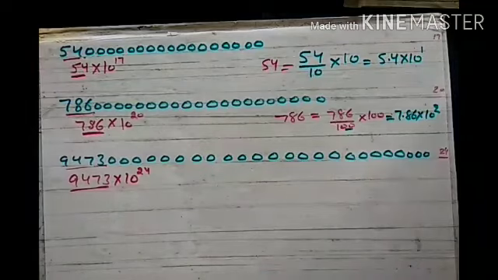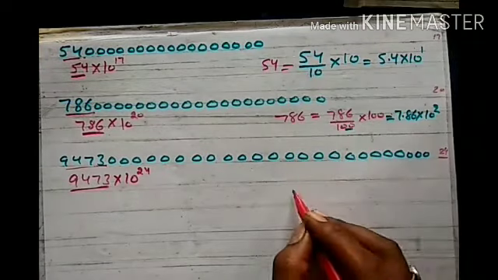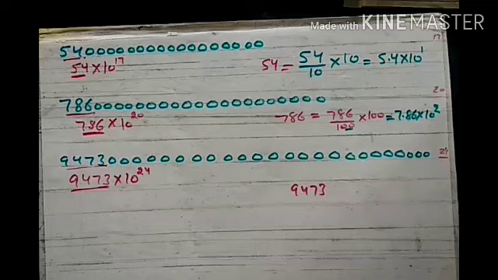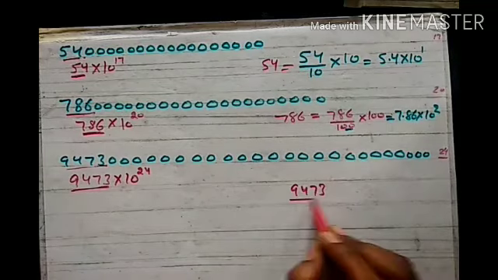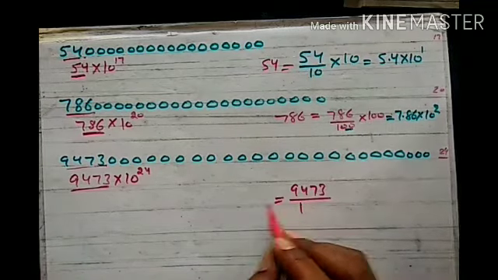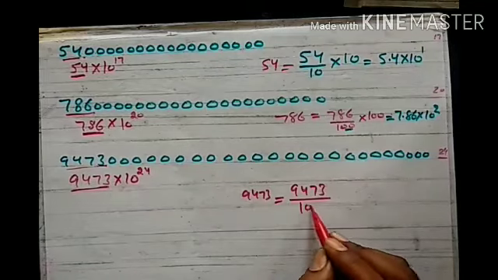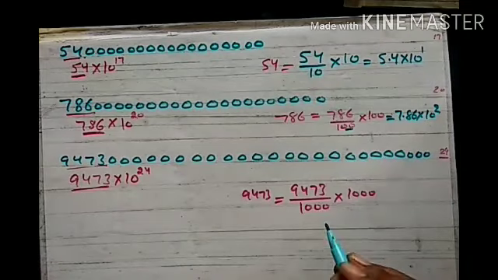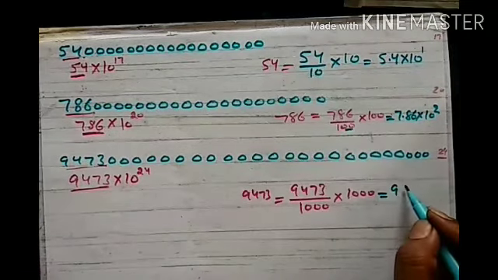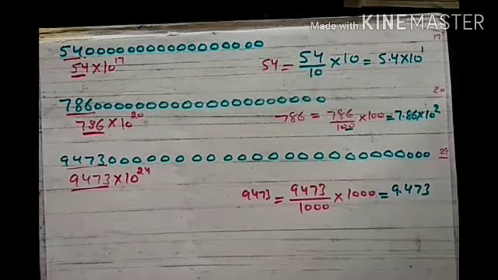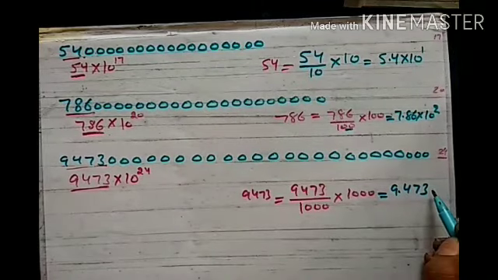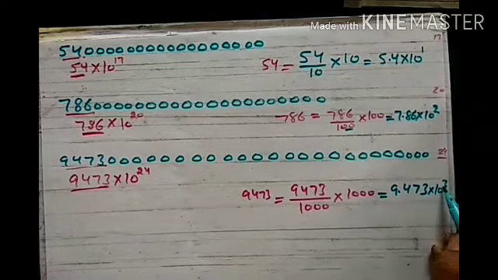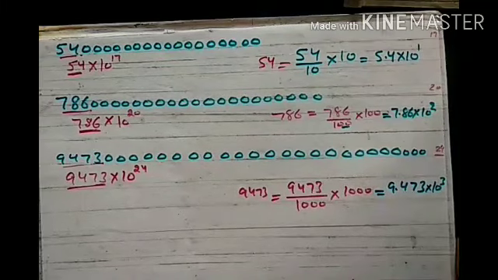Clear? Now similarly 9473. Now 9473, and you have to make this number less than 10. To make it less than 10, you will divide it by 1000. Okay, so it can be represented as 9.473 times 10 cube. Clear?